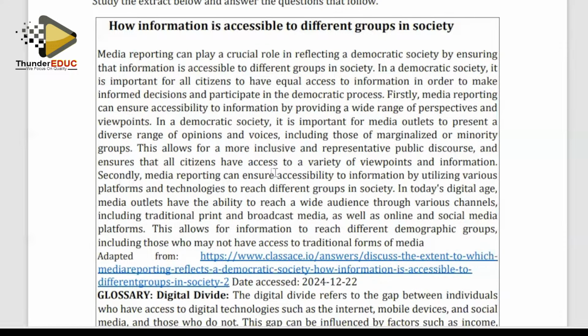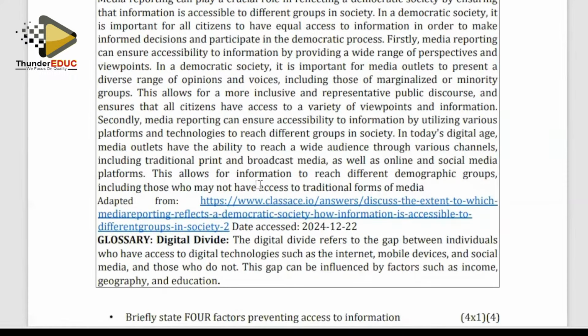In today's digital age, media outlets have the ability to reach a wider audience through various channels, including traditional print and broadcast media, as well as online and social media platforms. This allows for information to reach different demographic groups, including those who may not have access to traditional forms of media. So that is adapted from the website listed there.